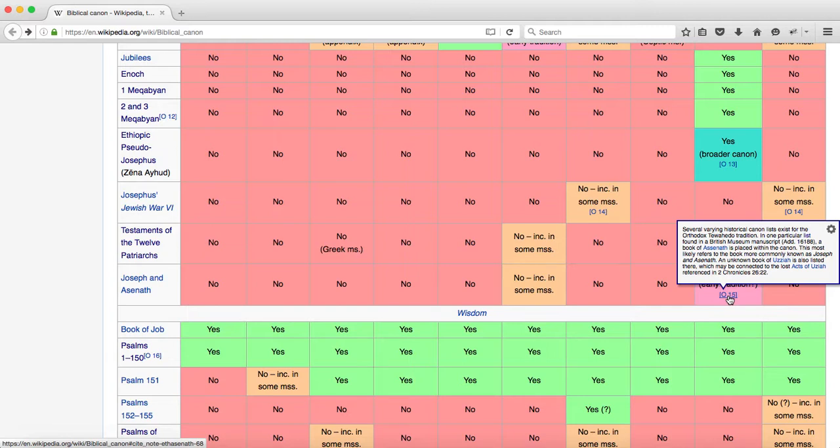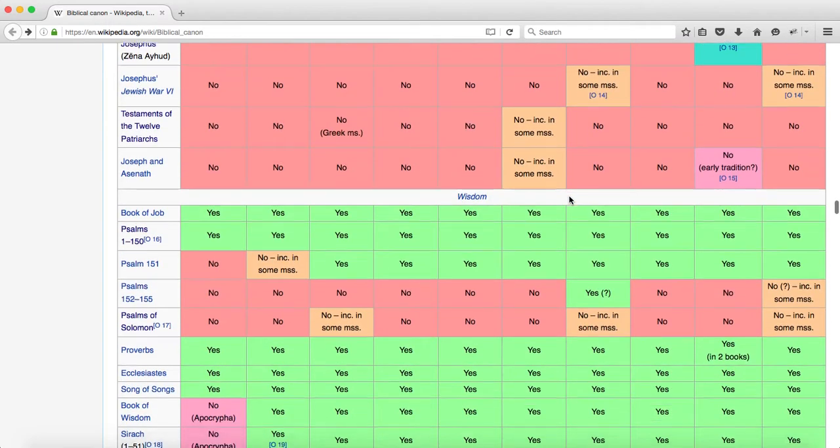So within Ethiopia, there is a list that is now in the British Museum, and it includes a Book of Asenath within the canon, which would be the Book of Joseph and Asenath. That's just the title that we know it by today.